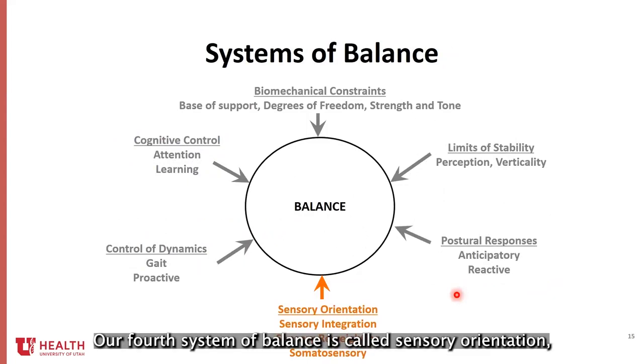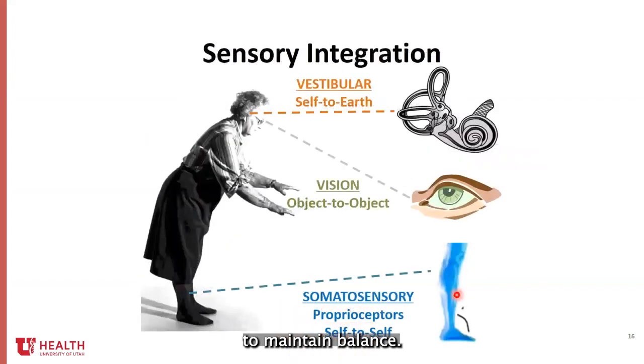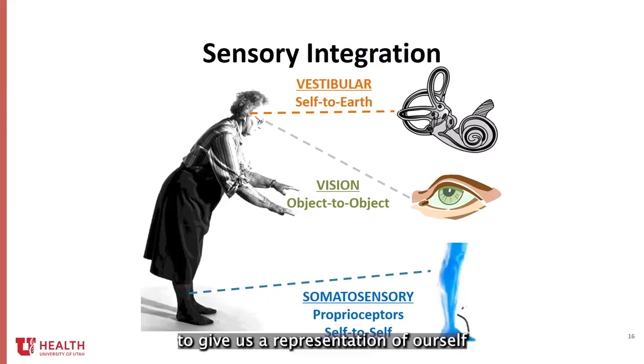Our fourth system of balance is called sensory orientation. And this involves how we use our sensory information to maintain balance. We have 3 main sensory systems that we use for balance. We use our vestibular system, which is our inner ear, to give us a representation of ourself with respect to our gravitational field. That is, we use our vestibular system to tell us how we are oriented relative to Earth.